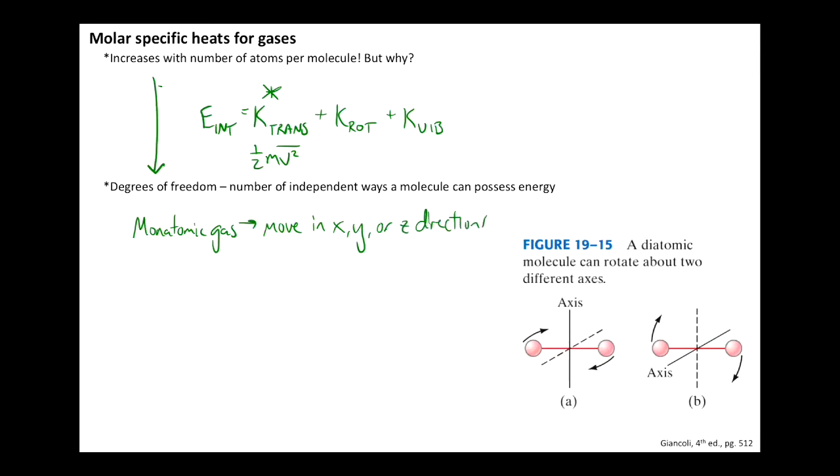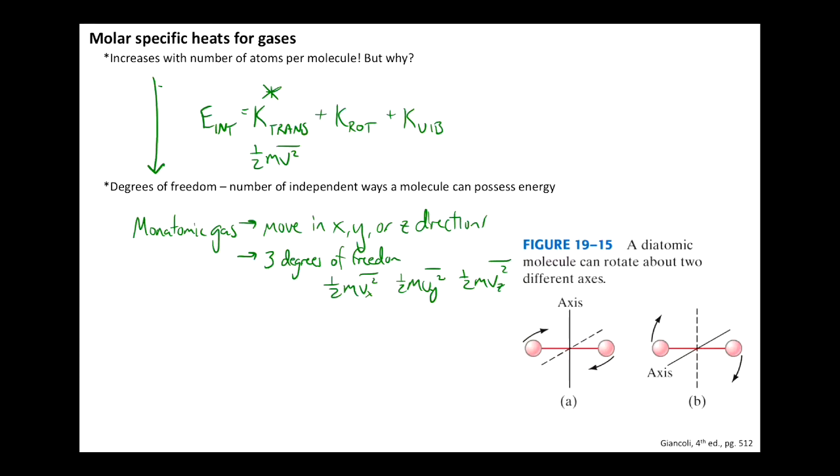Which means it's possible to have 3 different translational kinetic energies. So we could say that there are 3 degrees of freedom. Or in other words, maybe 1/2 mvx squared and 1/2 mvy squared and 1/2 mvz squared. Okay, so a monatomic gas, that's all it can do. That's the only type of energy it can possess. It has 3 degrees of freedom.